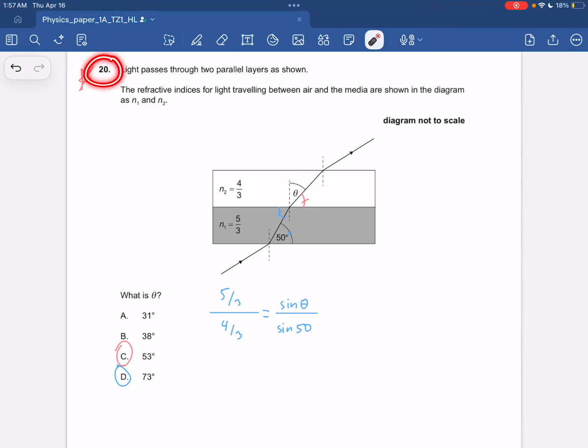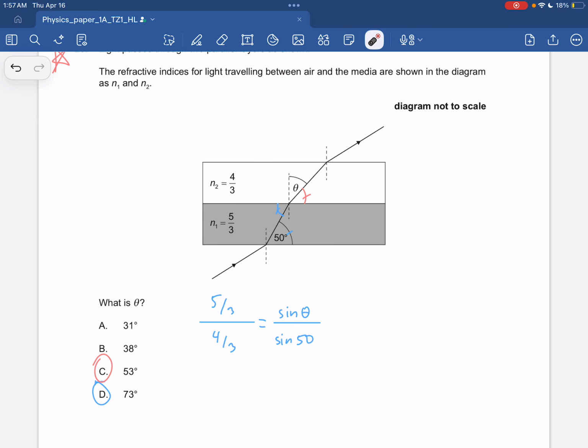Question number 20 is about refraction, and it has to do with refractive indices. So we have light traveling from the bottom through one layer with this index, then another index. It's like the light rays being bent at each interface, at each incident point here. So let's see, why did you get it wrong here?